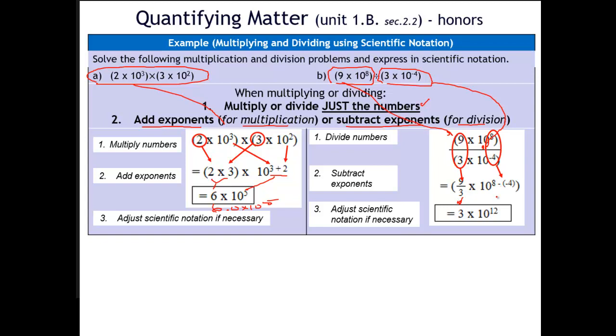So if you know a little bit about math, when you get a negative and a negative, that turns into a positive. So hence, it's going to be 8 plus 4, which becomes 12. So in this case, you don't really need to do any other scientific notation because it's already set up. Or you can put 3.0 times 10 to the 12th.